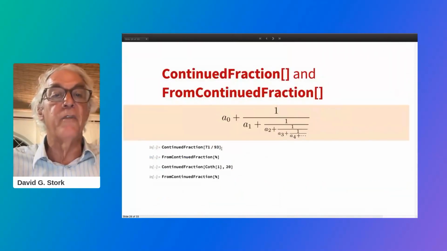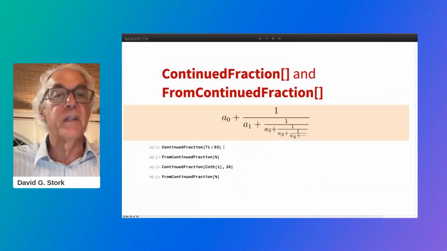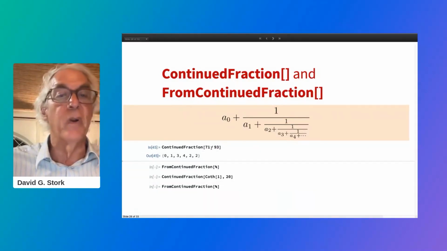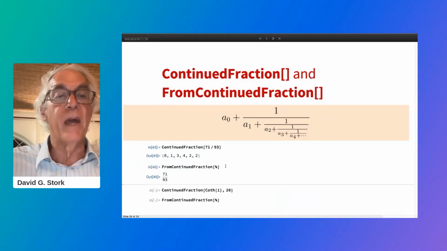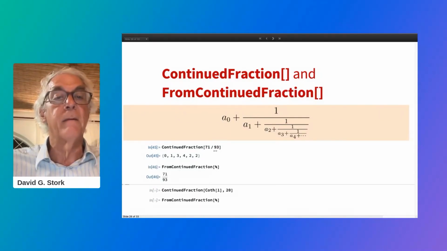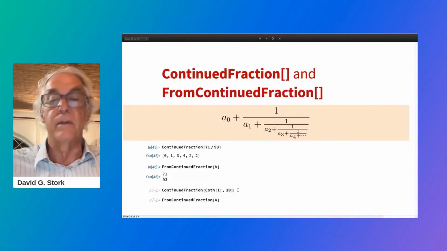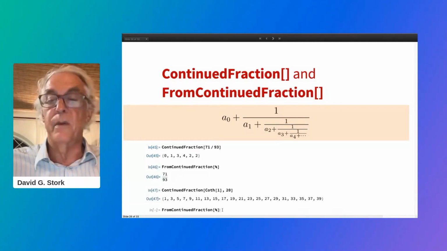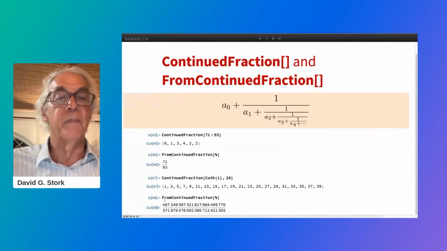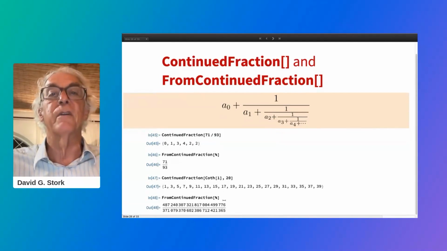Things like continued fractions. Here's the continued fraction representation of 71 over 93. And now let's check that that's correct by going from the continued fraction, from that solution, back to make sure we get the correct answer. And even for a function like the hyperbolic cotangent of 1, you can go backwards and it will give you, in fact, the correct solutions.